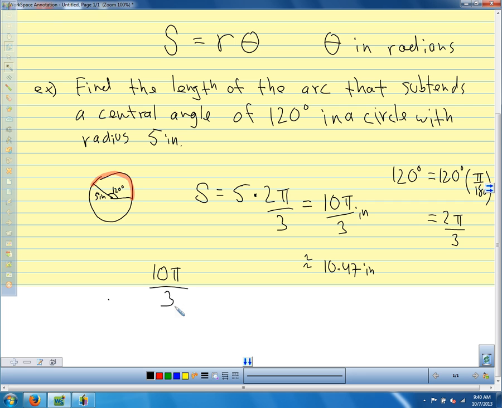So this was the other route that I saw: figure out the fraction of the entire circle, and that's essentially what we're doing here. This conversion tells us what fraction of the circle 120 degrees is. All right, any questions on that example? Okay, let's talk about angular speed.